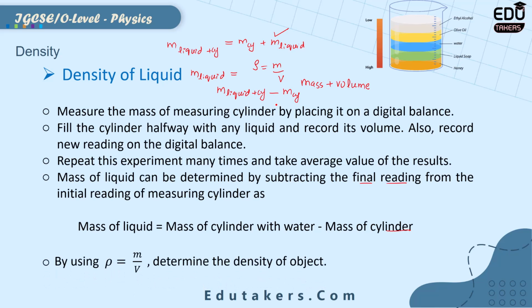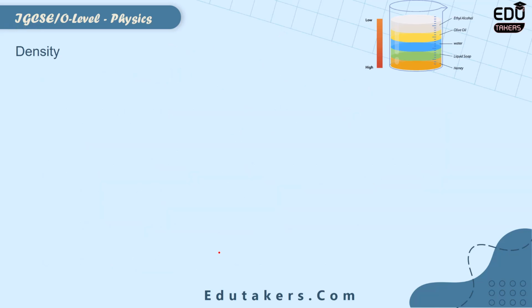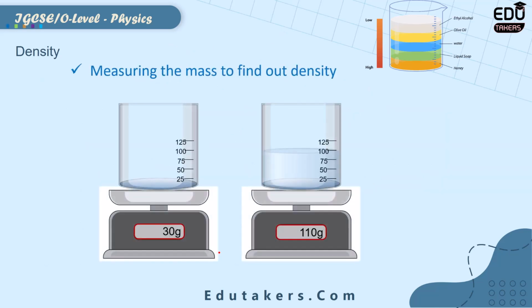Then you have to use the same formula, density is equal to mass per unit volume. You can easily find out the density of the object. Here is how you can find out the mass so that you can calculate the density.